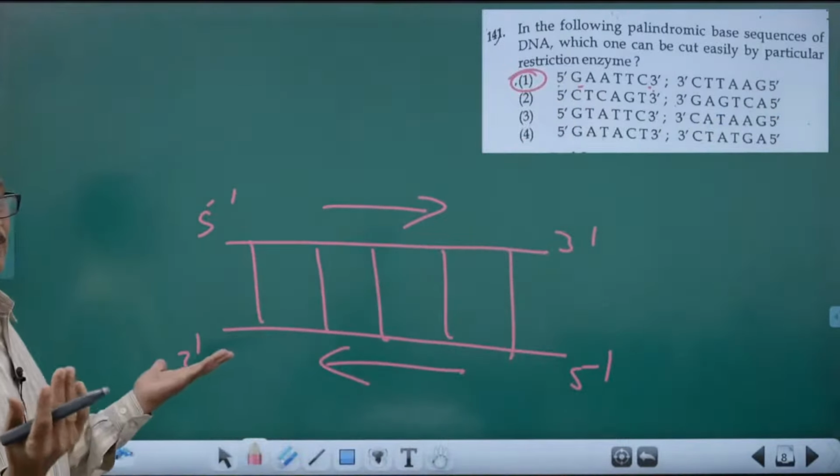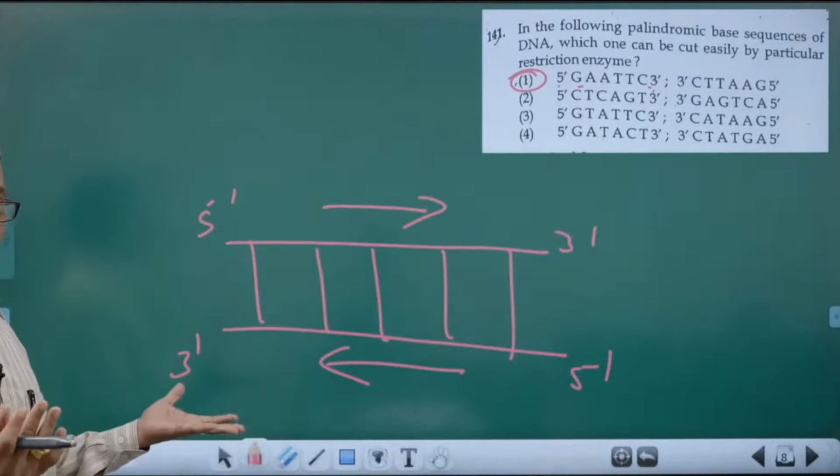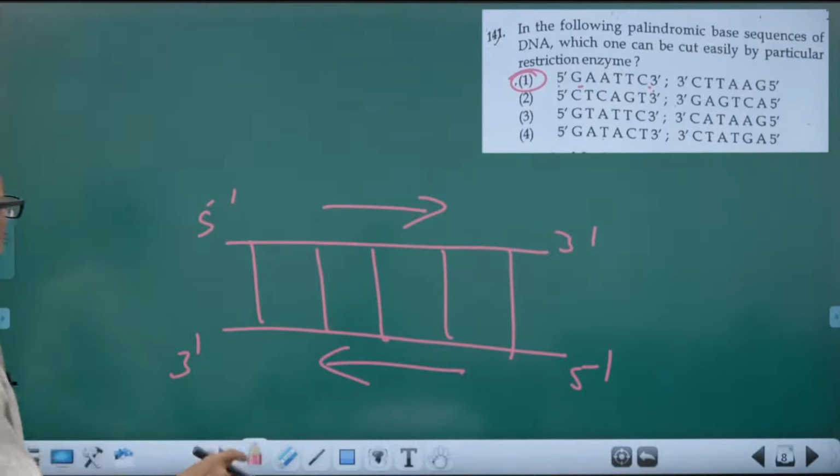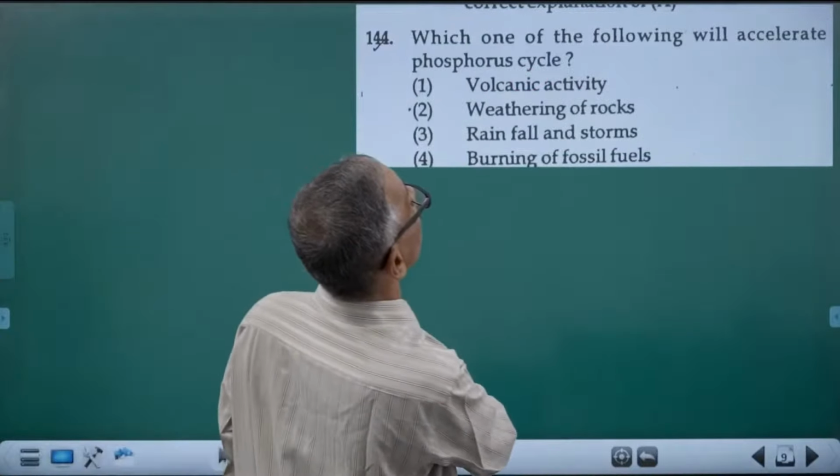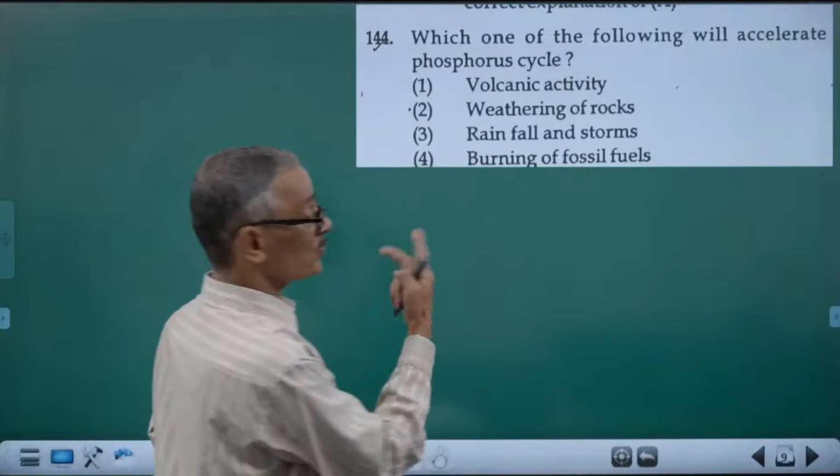Everybody knows that this is the sequence of EcoRI. Which of the following will accelerate phosphorus cycle?